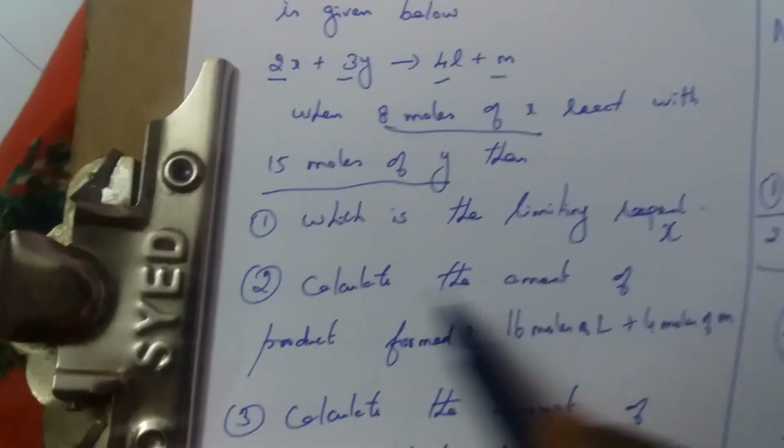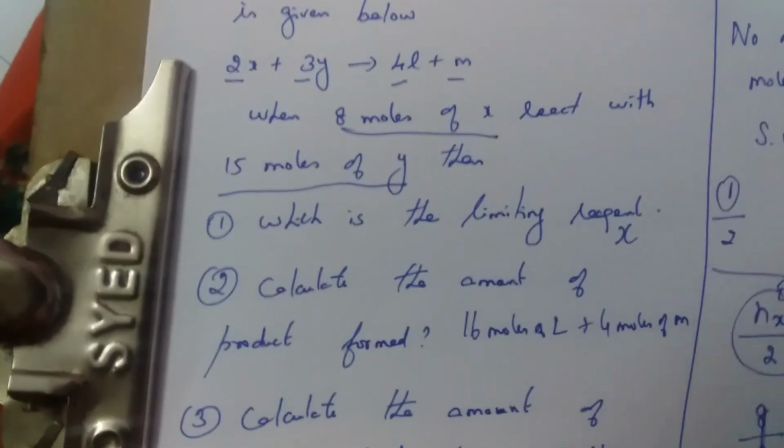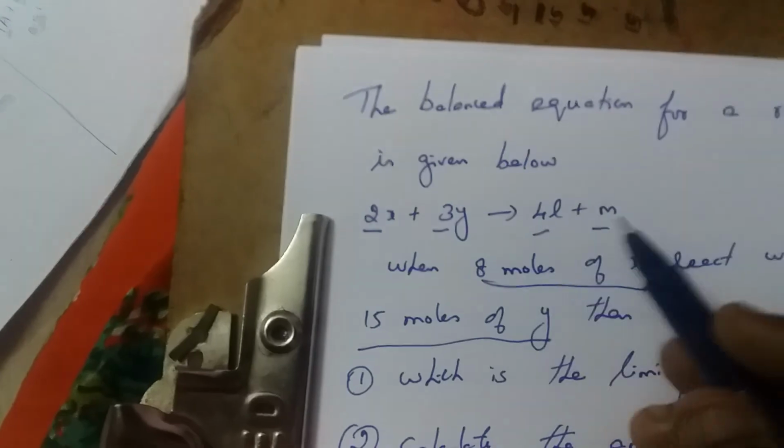Here, calculate the amount of product formed. The products given in the equation are L and M. Therefore, L, how much do we get? L is 16 moles and M is 4 moles. Therefore, 16 moles of L plus 4 moles of M.